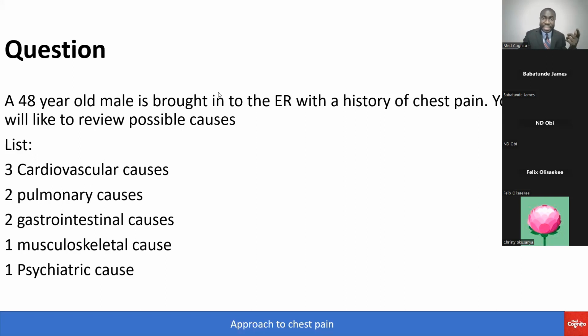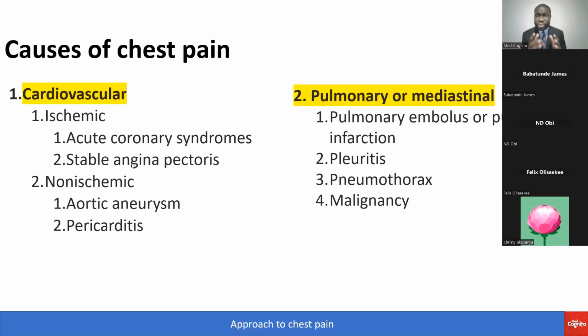Panic attack, anxiety, panic attack. And then cardiovascular: acute coronary syndrome, aortic dissection. Beautiful. So if you should get into the crux of the matter, cardiovascular causes, we have ischemic causes like acute coronary syndromes, stable angina pectoris, and then non-ischemic causes like aortic aneurysm, pericarditis, right?